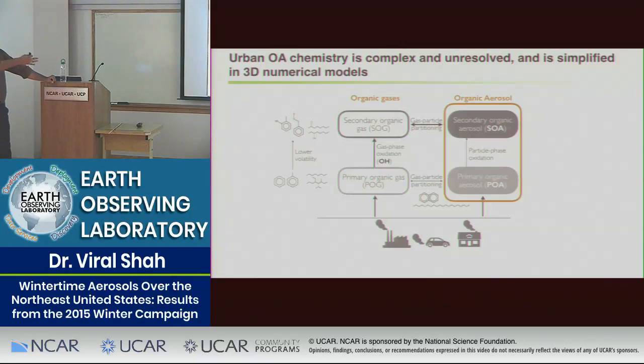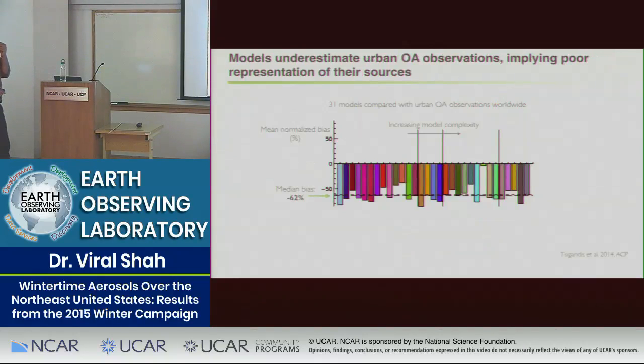Different models represent these processes differently. Some have more detailed chemistry based on laboratory work of a few selected species. Some have simpler chemistry. But there are a lot of assumptions that all of the models make, and there is a lot of uncertainty. It turns out that most of the models underestimate organic aerosol concentrations in urban areas. This is a compilation of 31 global models, and we see that almost all of them have a bias of about 50%. The median bias here is 62%.